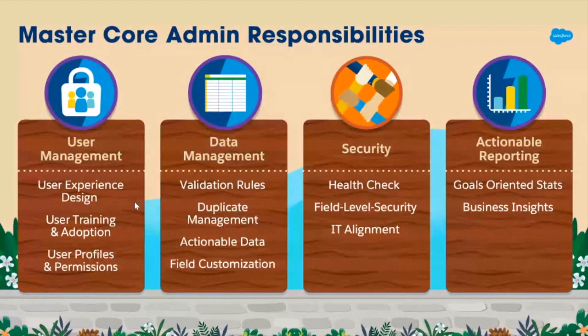Then last comes the reporting. With all this data and security in place, you need to open that up and give some actionable reporting on how your org is behaving, how the company is growing, all those numbers and charts which the leadership is looking for. So admins are the ones who would prepare those dashboards and reports and give them to the leaders to make insightful decisions on how the company can grow more.